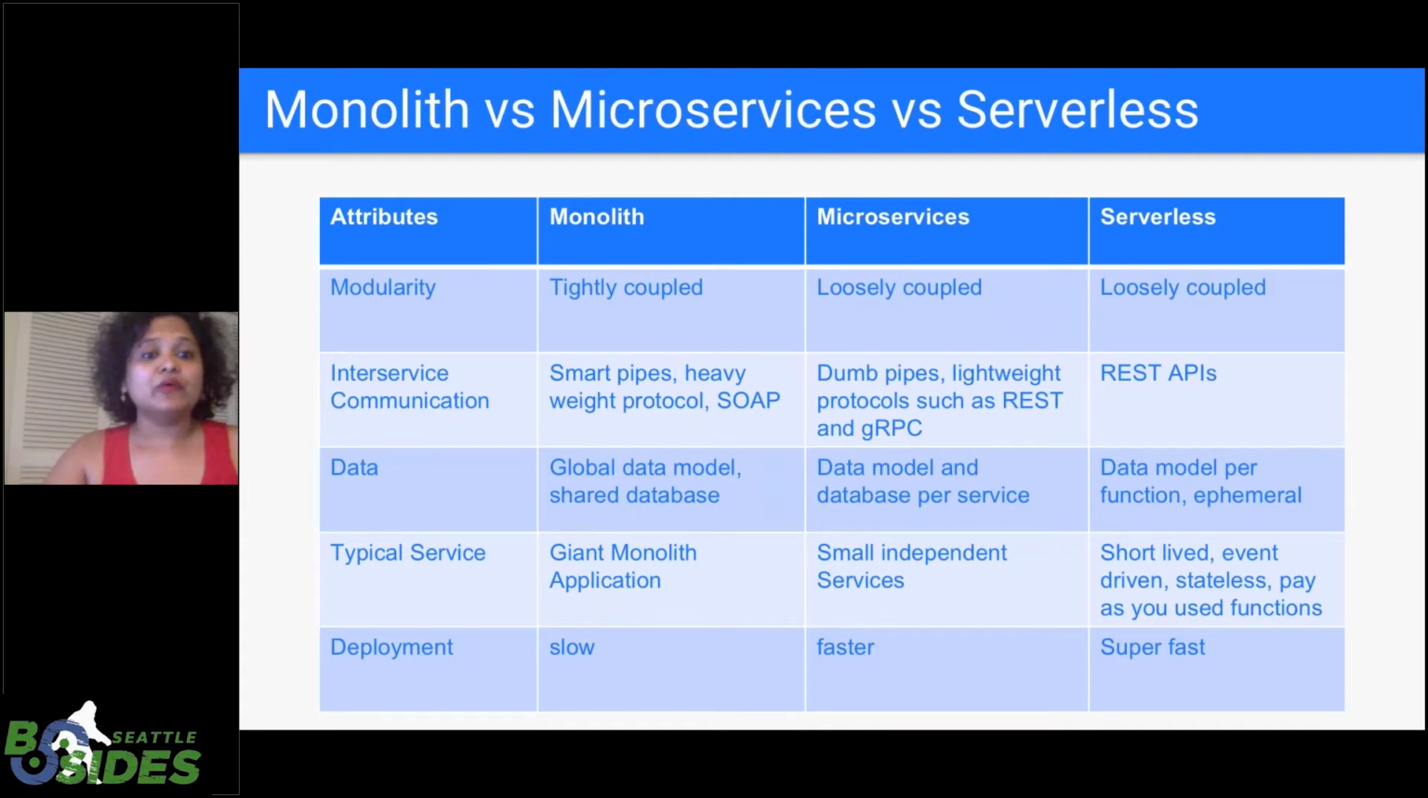Now let's talk about deployment model. Imagine what it takes to deploy a giant monolith application, lots and lots of time. Therefore, the overall speed of deployment is slow. Whereas microservices, these are small independent services, so the speed of deployment is quite fast. And when it comes to serverless, because the majority of the operational tasks are taken care of by the cloud service provider, the deployment speed is even faster.